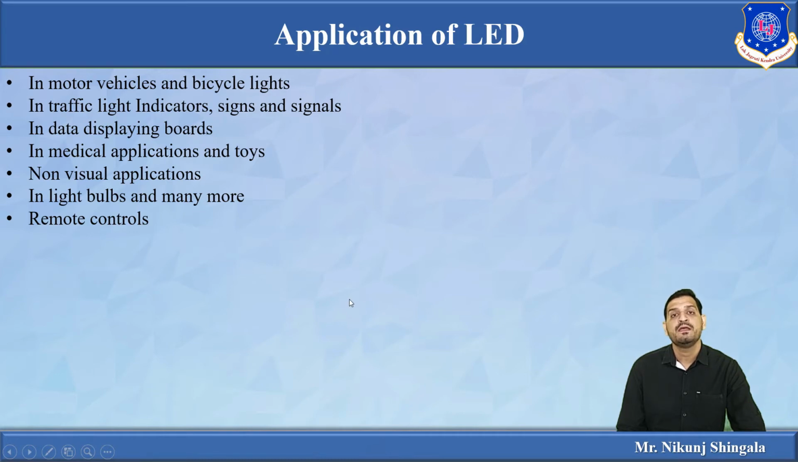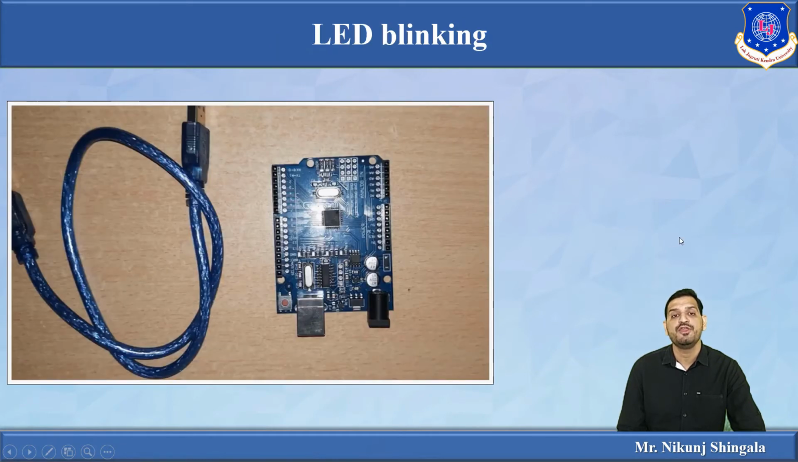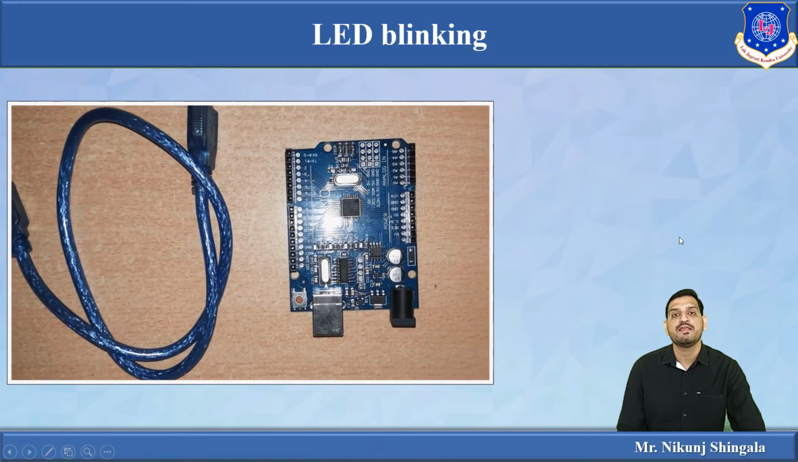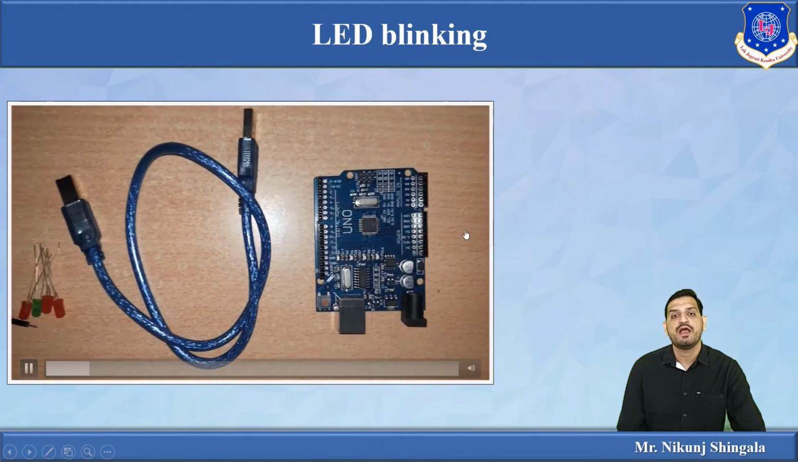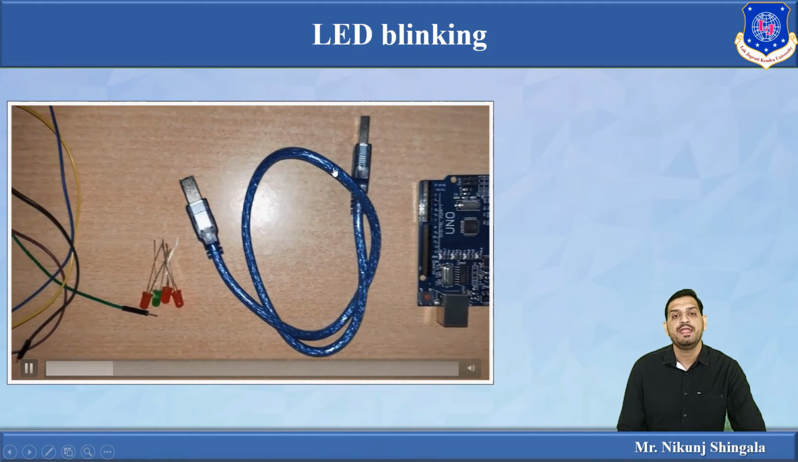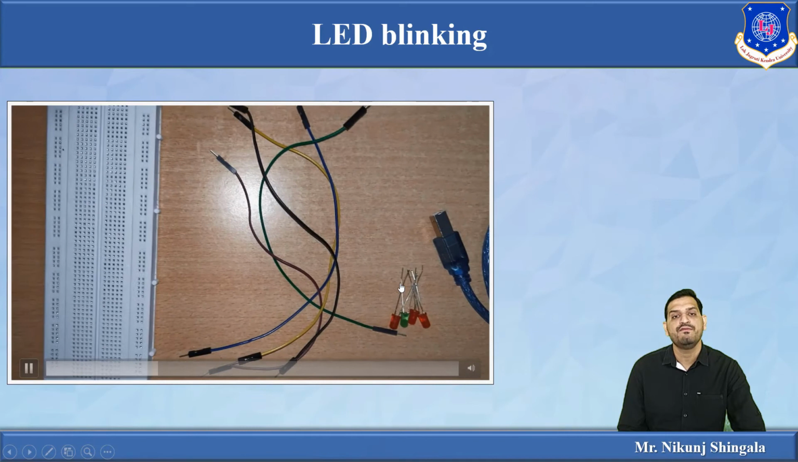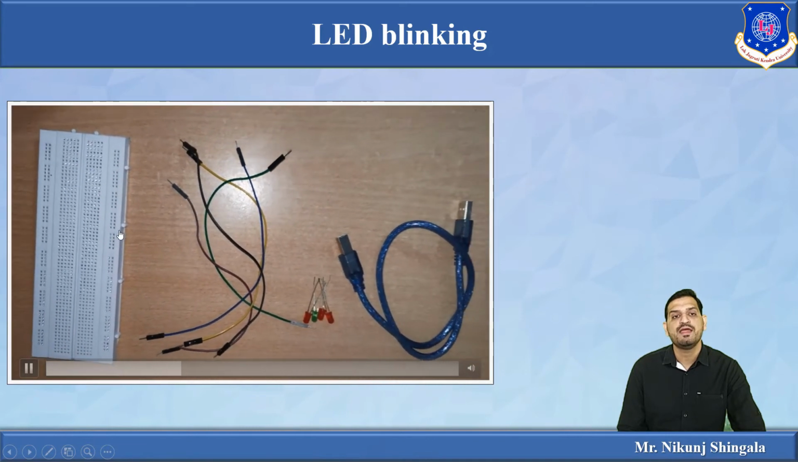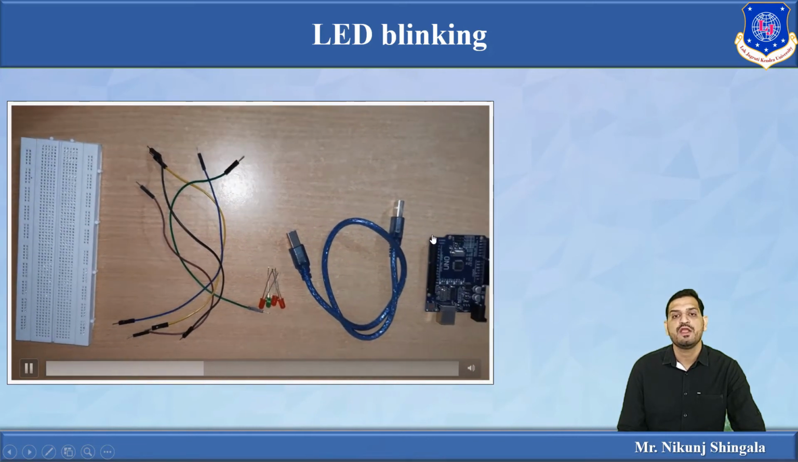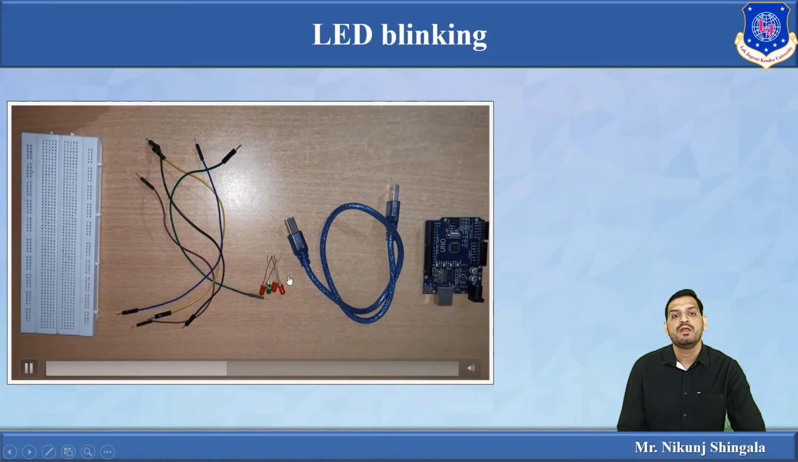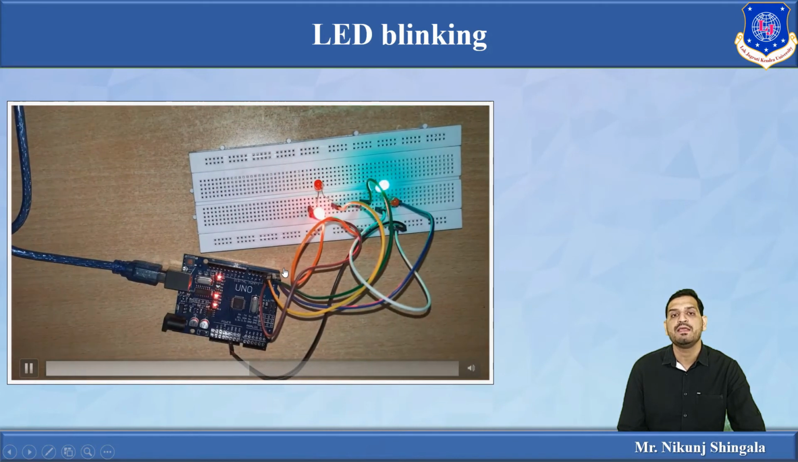Now let us see the actual hardware implementation video. First let us see which components are required. This is the Arduino Uno board. Then a USB cable is required. Then I have used 4 LEDs, jumper wires and a breadboard. So these are the components which I have used for LED blinking using the Arduino board.